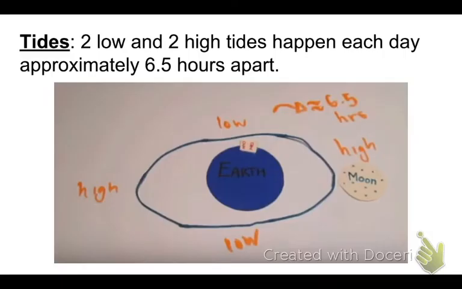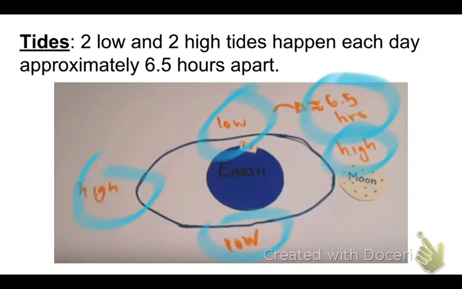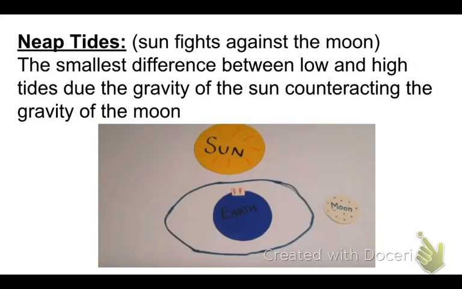Okay, so when we're talking about tides in general, there are 2 low and 2 high tides that happen each day. They're about 6.5 hours apart. So you can see from this example here that every 6.5 hours we're going to have a low, high tides. So this is the neap tide. This is when the sun and the moon are going to fight against each other. So you can see the sun is up here and the moon is over here. When they are not lined up, but they are perpendicular to each other, we are going to have the lowest low tides because the gravity of the sun and the gravity of the moon are canceling each other out.